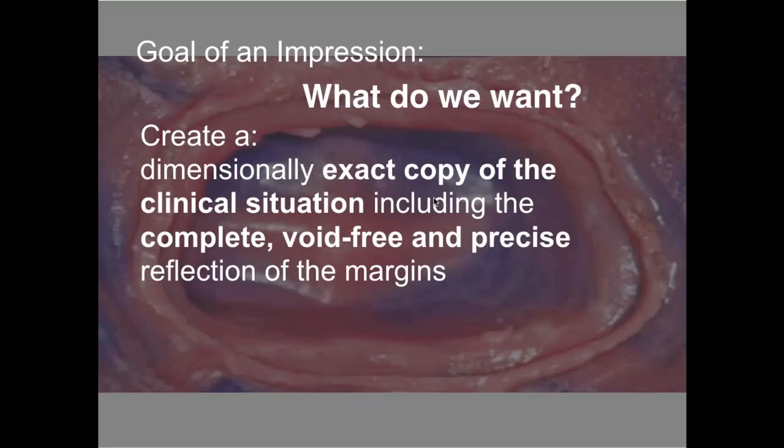So a goal of an impression, what do we want? We want to create a dimensionally exact copy of the clinical situation, including the complete void-free and precise reflection of the margins. In a slide here in a few minutes, I'm going to show you where I did a full mouth reconstruction and took the impression, and this one of the second molars, it was distorted, so I picked up a quadrant. So you want to give the laboratory exactly what is in the mouth after your preparation. You want to give them an exact copy of that, void-free, and that way they can give you exactly what you want. How do we do this?